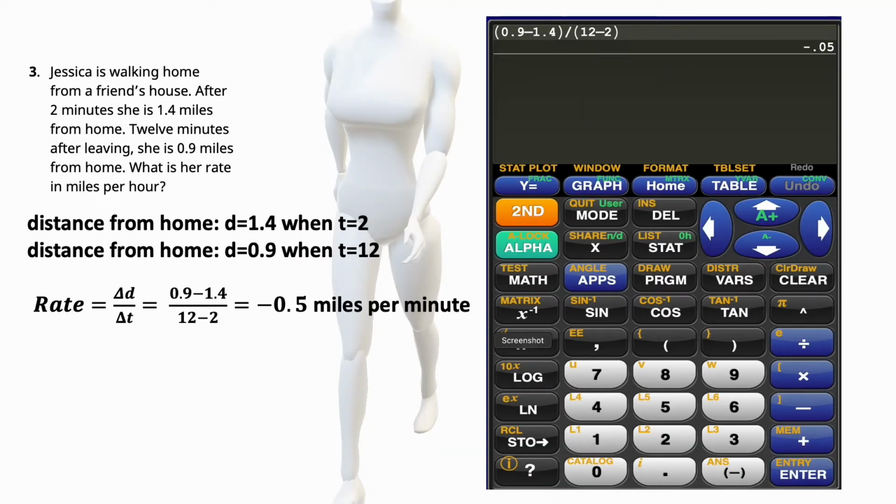Jessica is walking home from a friend's house. After 2 minutes, she is 1.4 miles from home. 12 minutes after leaving, she is 0.9 miles from home. What is her rate in miles per hour? All right, so the one thing you notice without even doing any calculations is that she's closer after a longer amount of time. So that means that as the time increases, the distance decreases. That tells us that we should get a negative answer without even doing anything.